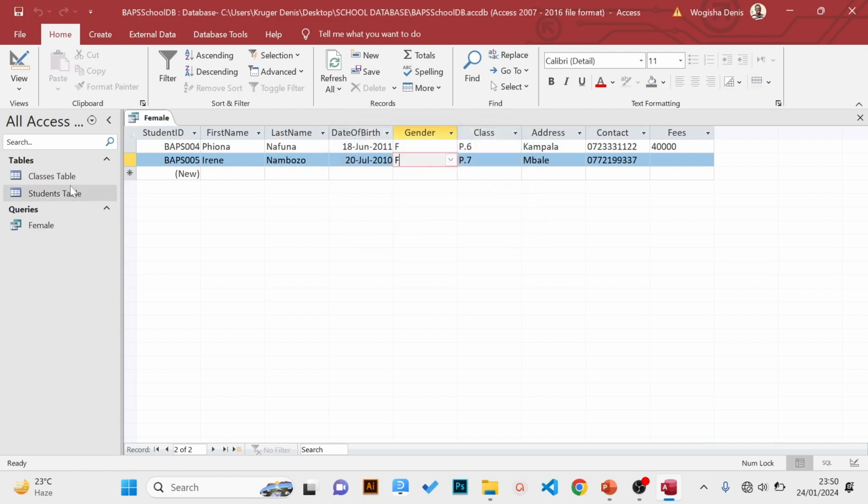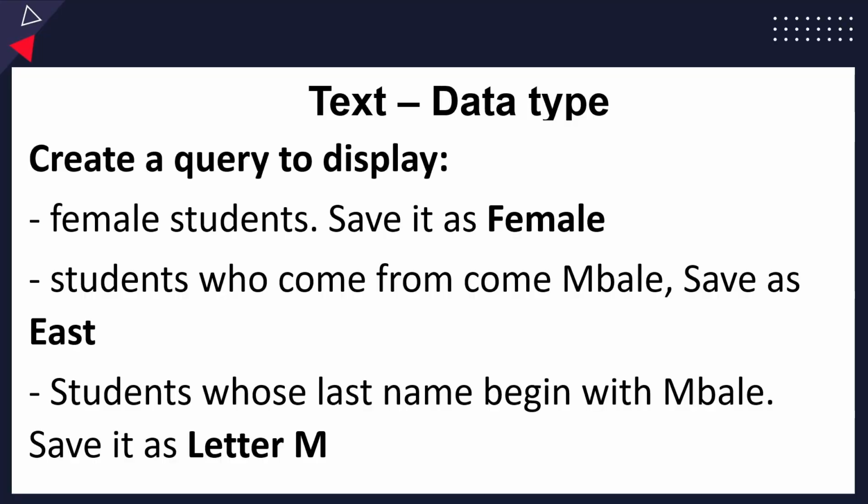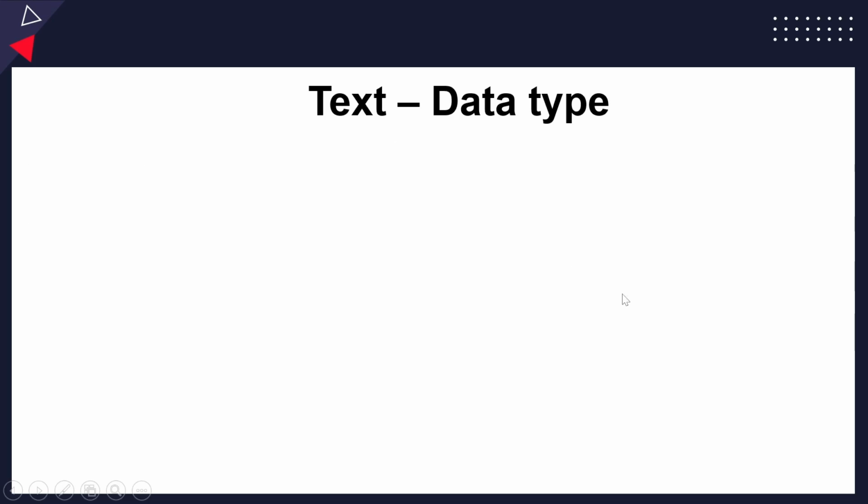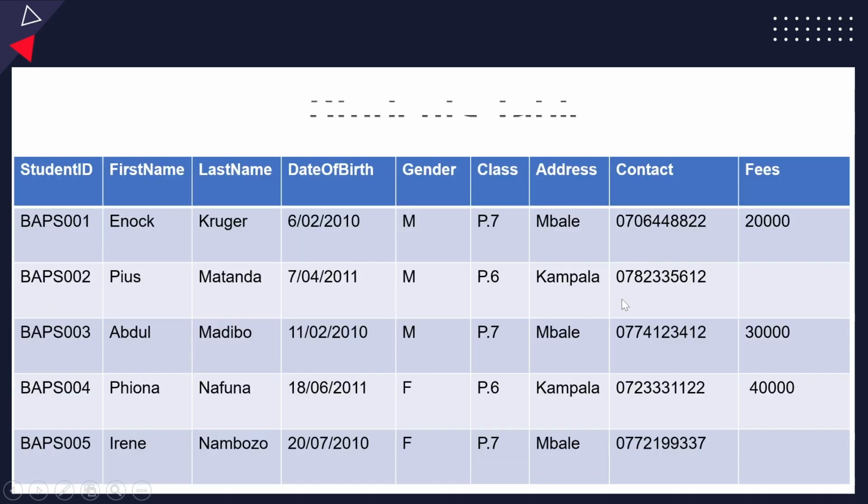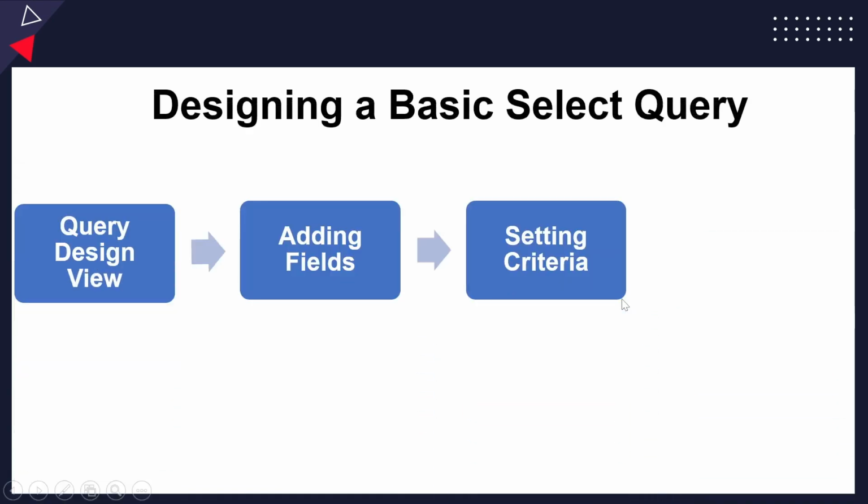How do we know we have saved our query? We look at the navigation pane. So far, we have female query. To close the query, we move our mouse and click the Close button. Well, the next query we are required to make is to create a query to display students who come from Mbale.